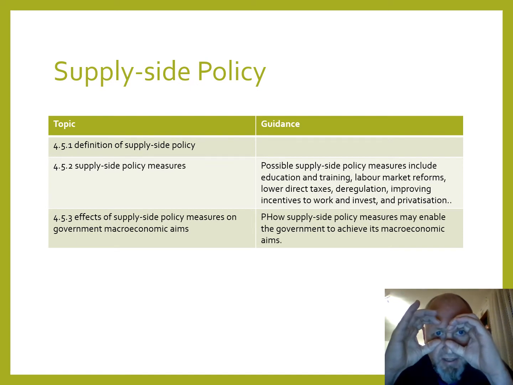Supply side policy. First thing we must do is a definition of supply side policy. Then we must look at the supply side policy measures. Possible supply side policy measures can include education and training, labor market reforms, a lower direct tax, some deregulation, improving incentives to work and invest, and privatization. Binoculars down.